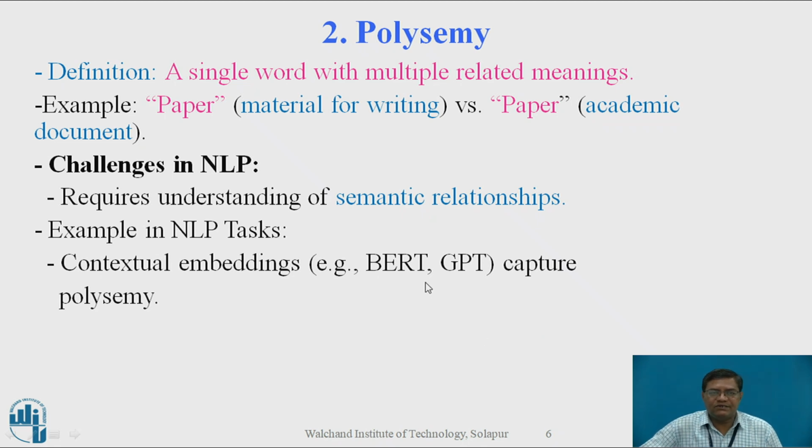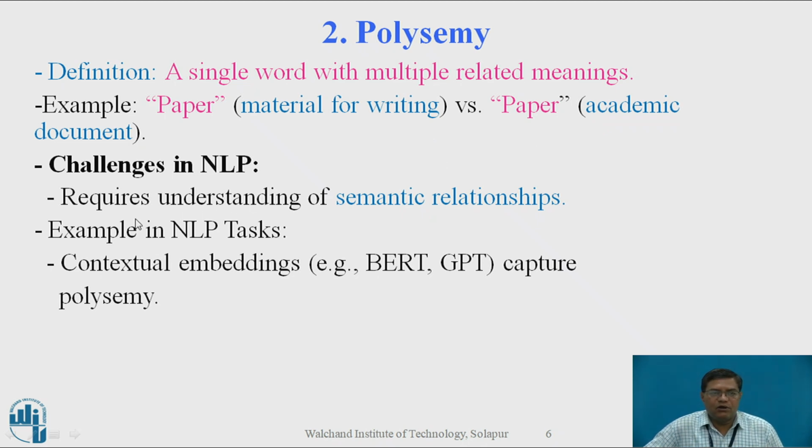The second semantic relation is polysemy. By definition, a single word with multiple but related meanings is called a polysemous word. For example, paper has two meanings: material for writing, or an academic document. Here the word is the same, but the meanings are related, though not exact: material for writing and academic documents.